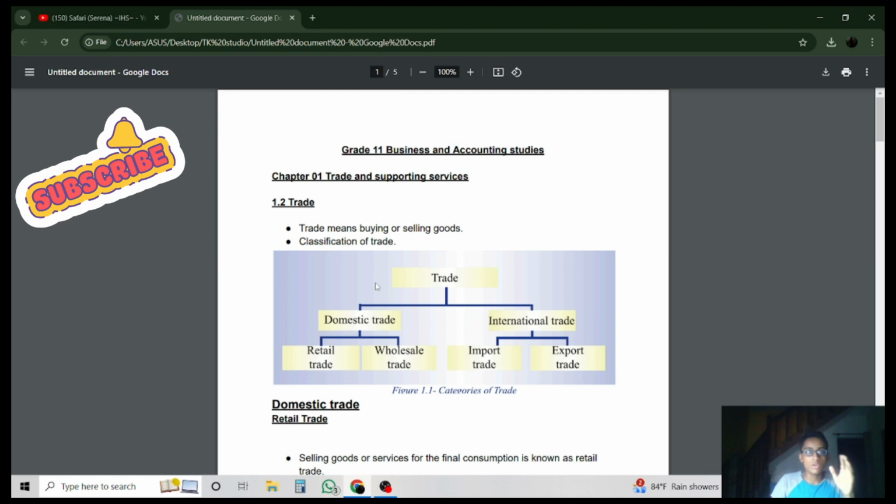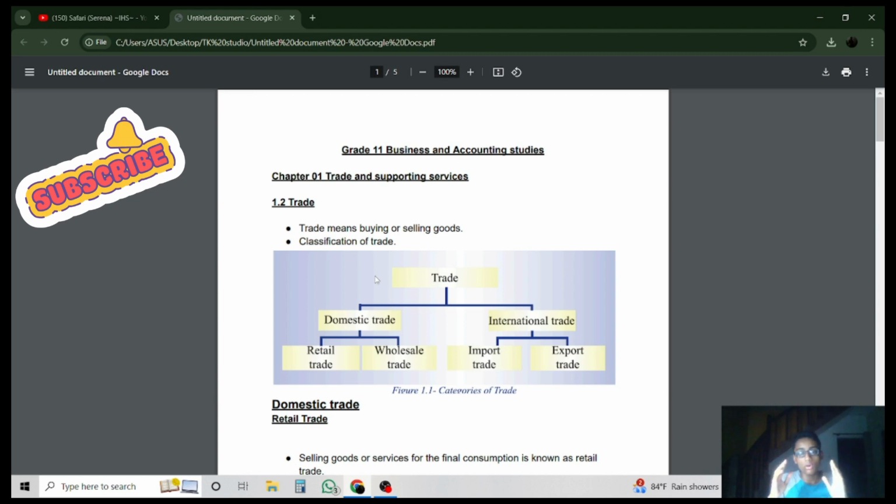So what do you mean by trade? Trade means buying or selling goods. Then we come to the classification of trade. Trade can be divided into two parts: domestic trade and international trade. Domestic trade can be further divided into two as retail trade and wholesale trade. And international trade can also be divided into two as import trade and export trade.